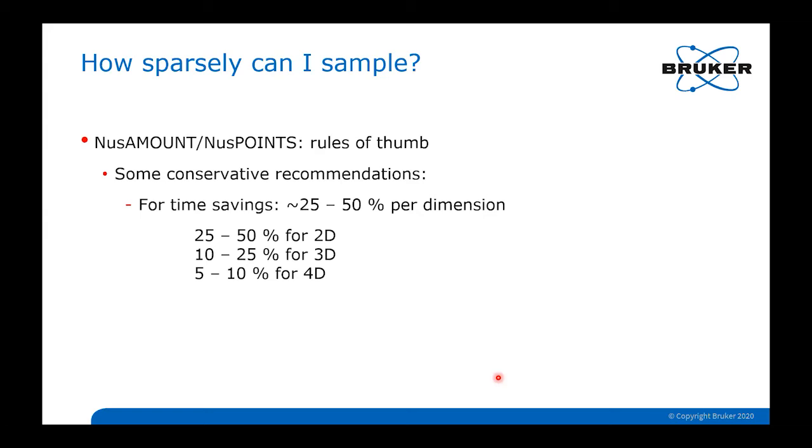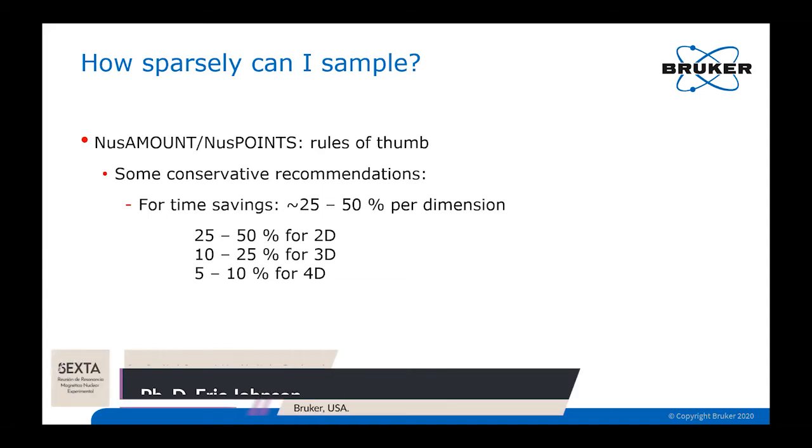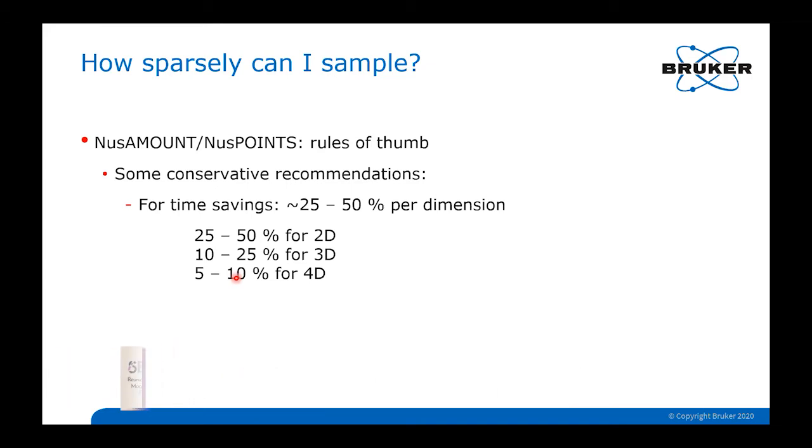Other rules of thumb, and these are conservative estimates: if we're just trying to save time, how sparsely can we sample? Something like 25 to 50% per indirect dimension. That means for a 3D or 4D experiment, we can sample much more sparsely than we can for a 2D. Part of the reason is we don't significantly increase the number of correlations we're looking at in a 3D or 4D experiment. We're just spreading them out over more space. So we don't necessarily need to acquire a lot more FIDs to get this information.